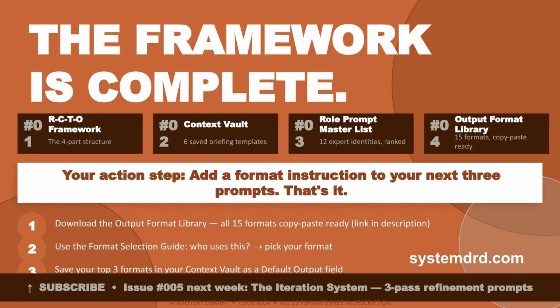Your action step is simple. Add a format instruction to your next 3 prompts, any 3 from the list in the description. See what the output looks like compared to what you normally get. That is 3 prompts. It will take less than 15 minutes total. And after those 3 prompts, you will never submit another prompt without a format instruction.